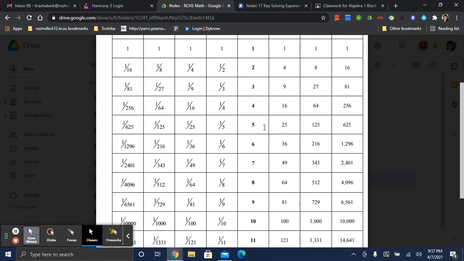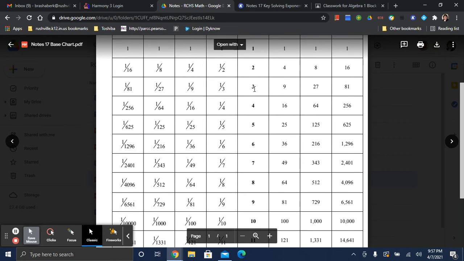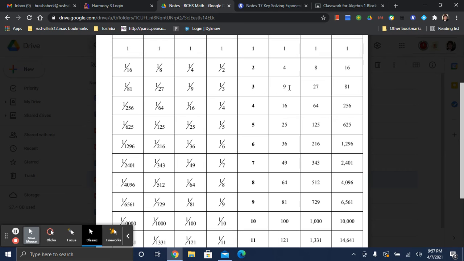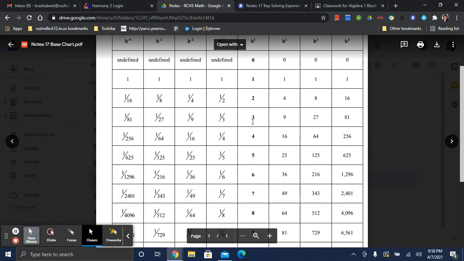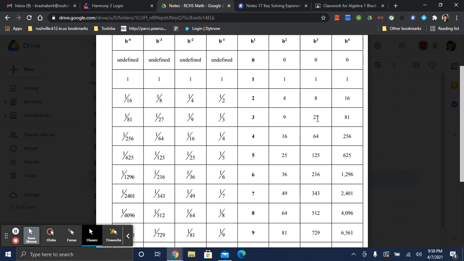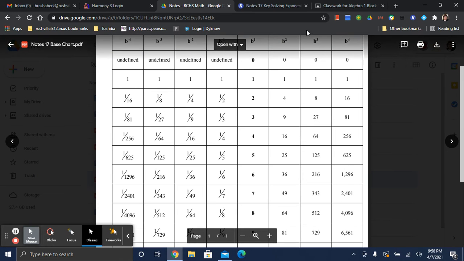And if you think about 9, 9 has 3 as a factor. So is 9 in the same row as 27 for row 3? And it is. So we can change 9 into 3 to the 2nd power. We can change 27 into 3 to the 3rd power.